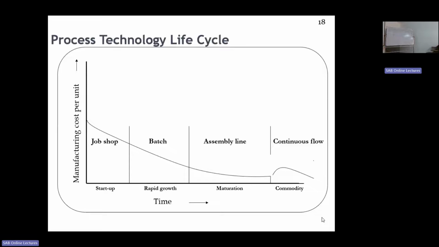So that is why for the rapid growth phase, what is the recommended process type? Batch kind. That few items, few selected variety that has high demand, and produce in large batches.